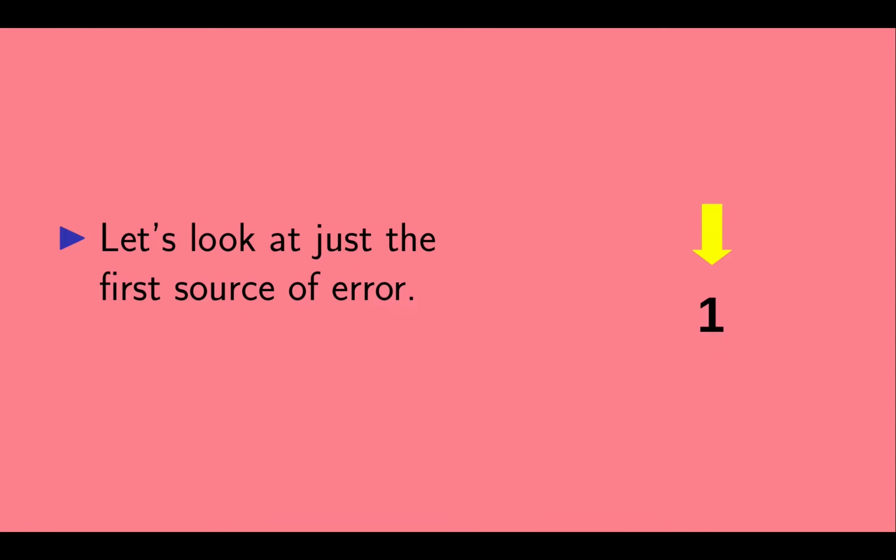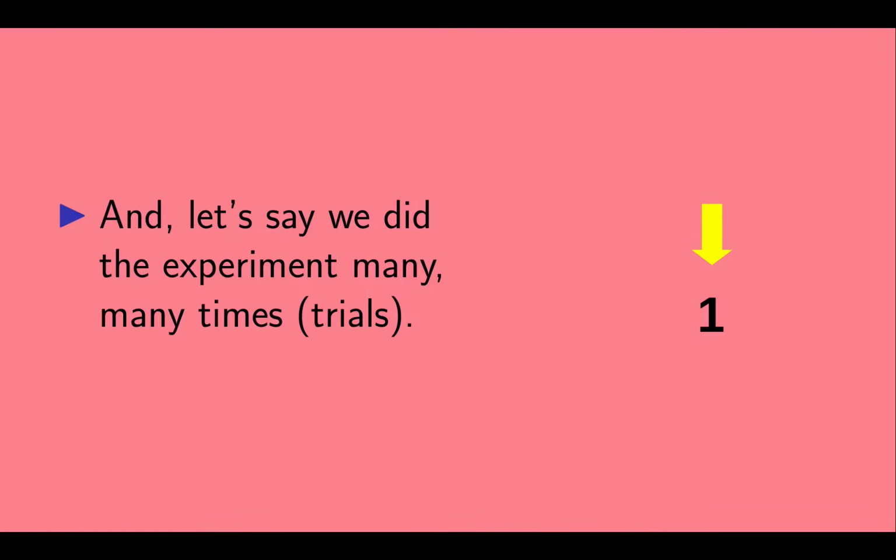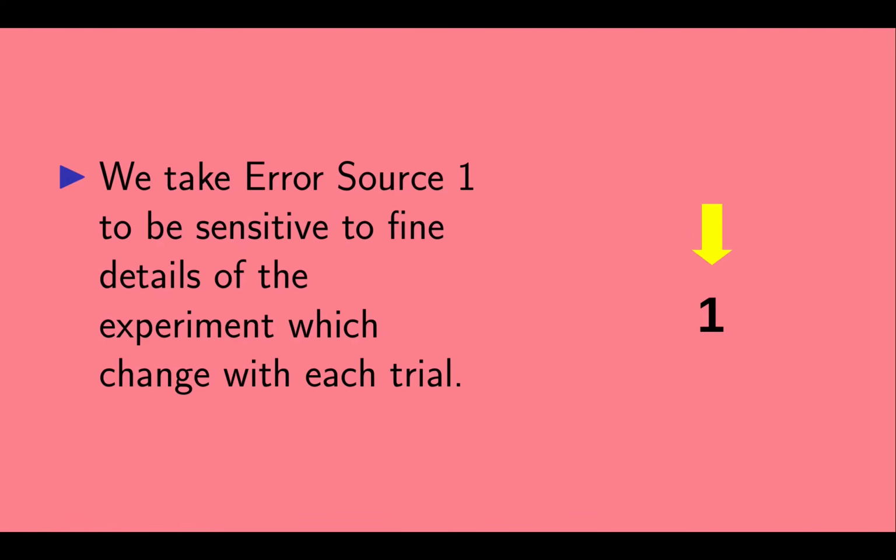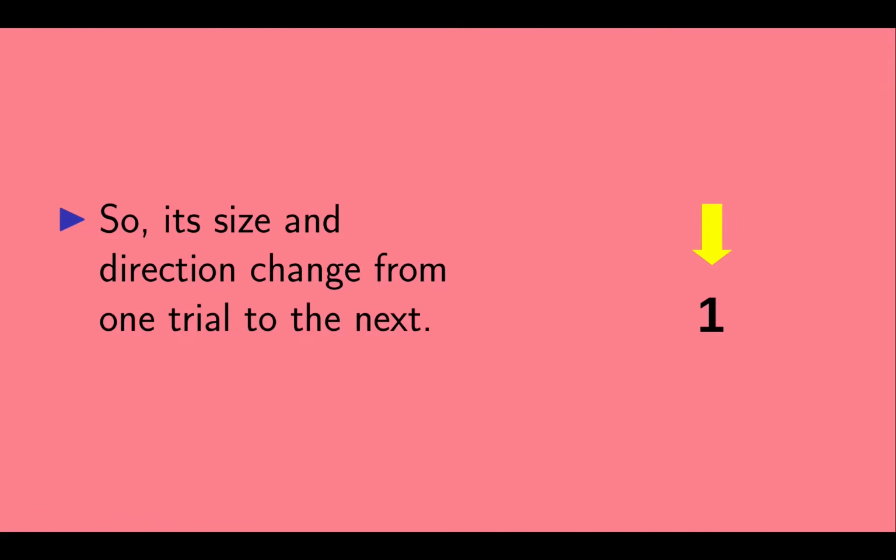Okay, here's source 1. And let's say we did the experiment many times. We did many experimental trials. Here we're going to take error source 1 to be sensitive to fine details of the experiment, which change with each trial. So its size and direction change from one trial to the next.